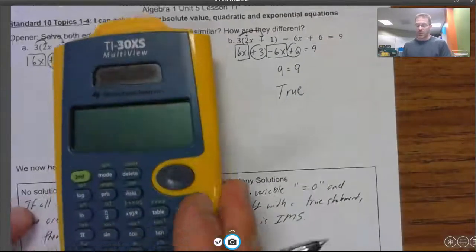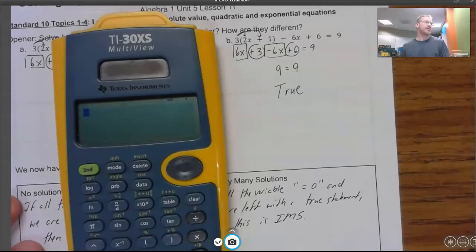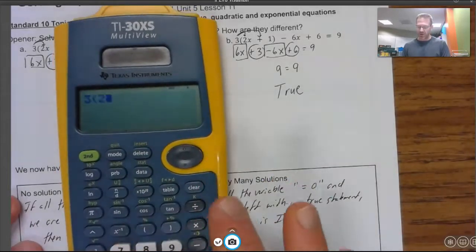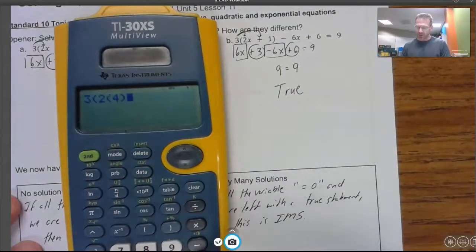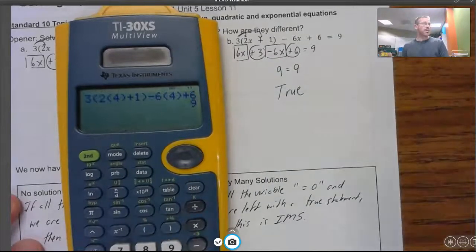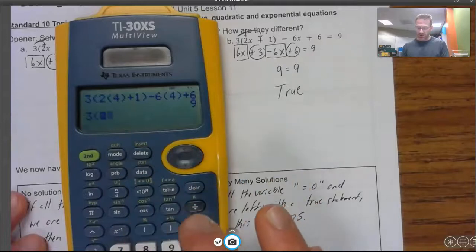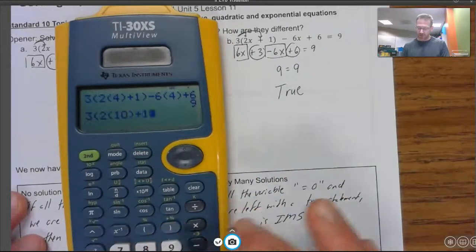All right, so for example, let's just take 4 and plug 4 in wherever there's an x. So I'd have 3, open parentheses, 2, and then for this x, I'm going to plug in 4, and then plus 1, close my parentheses, minus 6 times 4, plus 6, and then what do I get? I get 9. So 9 equals 9. It's going to work. Well, let's pick another number. Let's pick 10 this time. So 3 times 2, and then I'm going to put in 10 instead of 4.